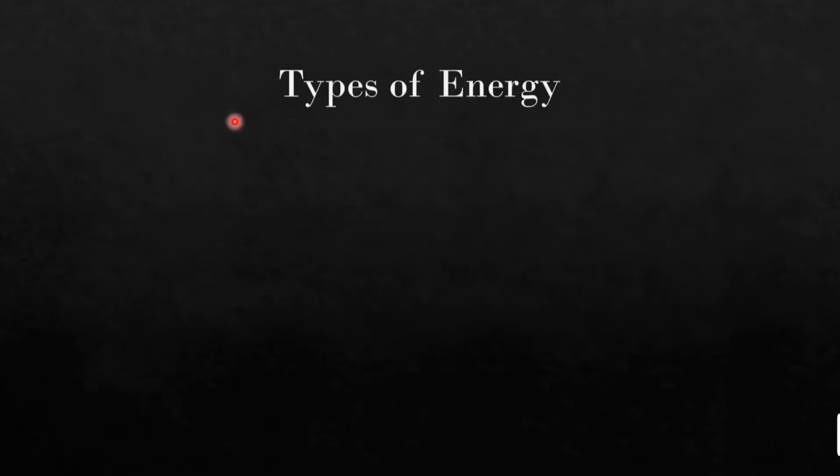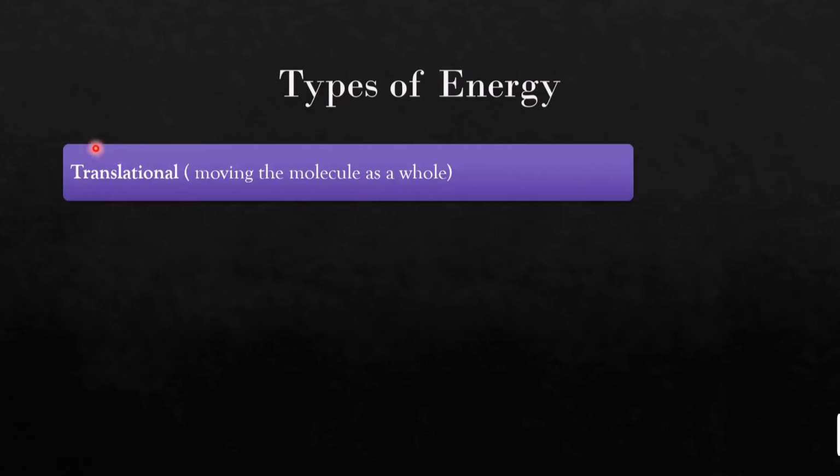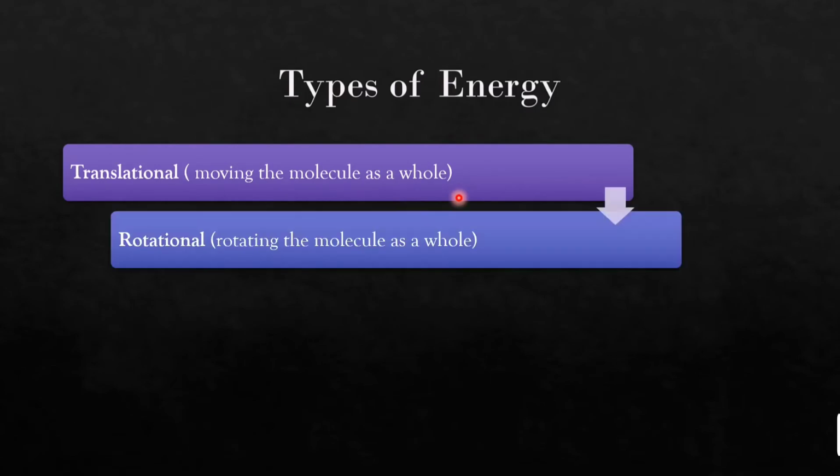So what are the types of energy that we'll be looking at? Well, first we have translational, and translational means moving the entire molecule. So this is the molecule as a whole, and we move it from one place to another. We have rotational, which is rotating the molecule as a whole. So we're not rotating one bond, we're rotating the whole molecule.